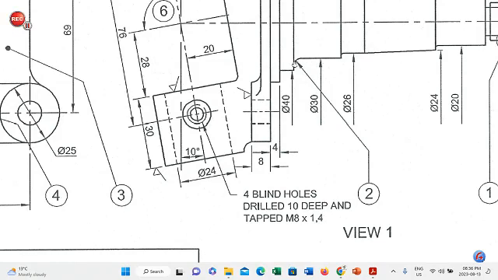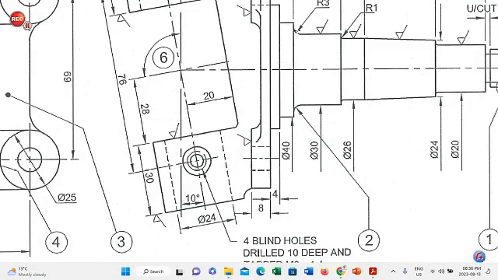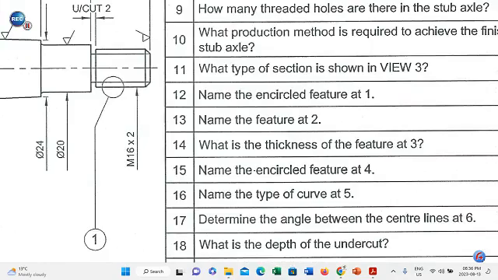Number 13. Name the feature at 2. So number 2 refers to the little round out here, and that is classified to be a fillet. You will find many of these fillets will appear on your drawing. There's one, and there's one, and here you will find roundouts as well, which are classified to be fillets.